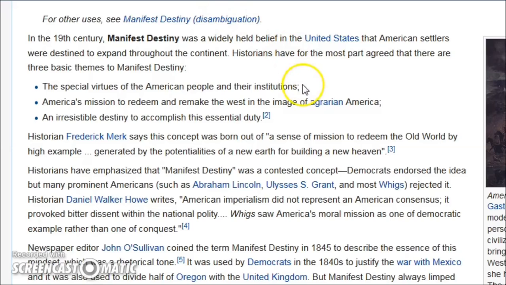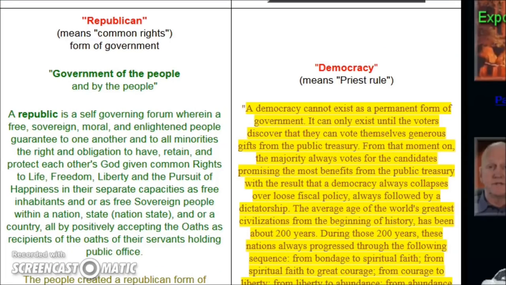Was a widely held belief in the United States that American settlers were destined to expand throughout the continent. Widely held belief. Not by the African-American slaves, I'm sure it wasn't. The special virtues of the American people and their institutions, America's mission to redeem and remake the West in the image of an agrarian America, an irresistible destiny to accomplish this essential duty. Historian Frederick Merk says the concept was born out of, quote, a sense of mission to redeem the old world by high example, generated by the potentialities of a new earth for building a new heaven. So one could even argue that their long-term plans are being implemented to create a new Jerusalem.